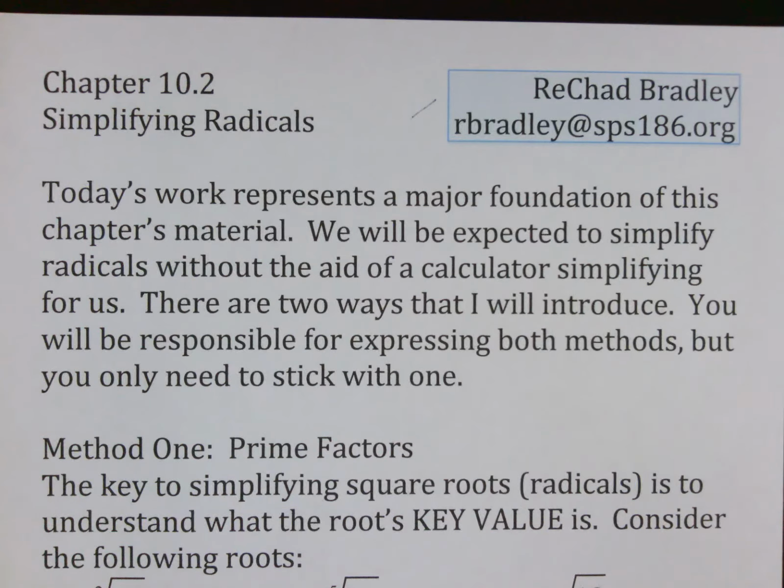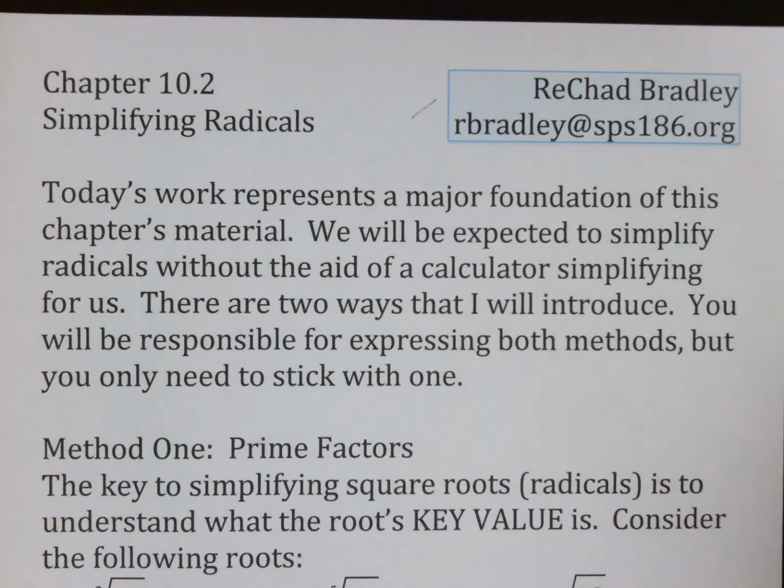Alright, just so you know, chapter 10.2 is a 2-day lesson. The reason is because I think you need some time to let this stuff actually settle into your head. So spend today trying to at least get the grasp on what's going on, and then tomorrow hopefully you kind of get a hold of everything you need to. Again, this does represent the major foundation of the chapter's material.